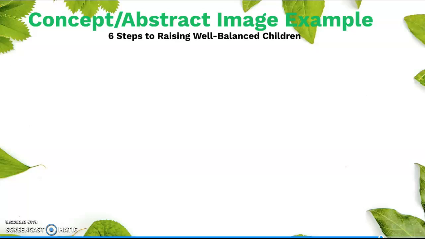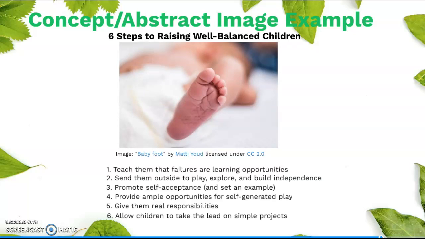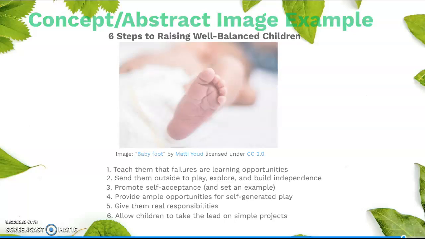6 steps to raising well-balanced children. Image, Babyfoot by Matty Aud, licensed under CC 2.0. Number 1 is teach them that failures are learning opportunities. 2 is send them outside to play, explore, and build independence. 3 is promote self-acceptance and set an example. 4 is provide ample opportunities for self-generated play. 5 is give them real responsibilities. And 6, allow children to take the lead on simple projects.